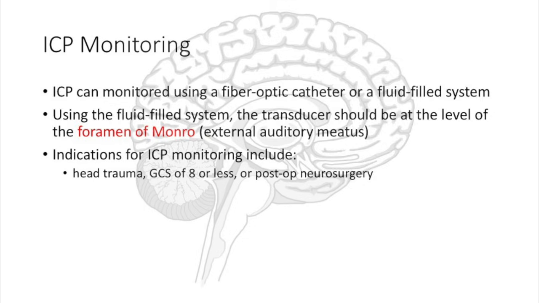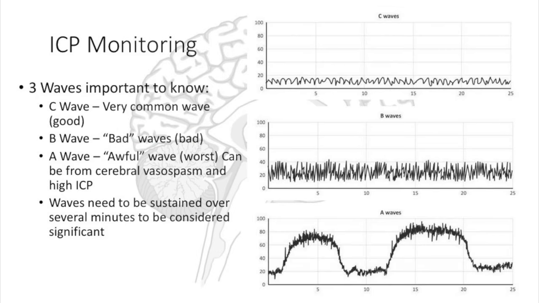So there are 3 waves that we're looking at on the ICP monitoring: C waves, B waves, and A waves. The C wave is a very common wave and is good. It's basically small variations in the ICP. We don't see very many changes across time.